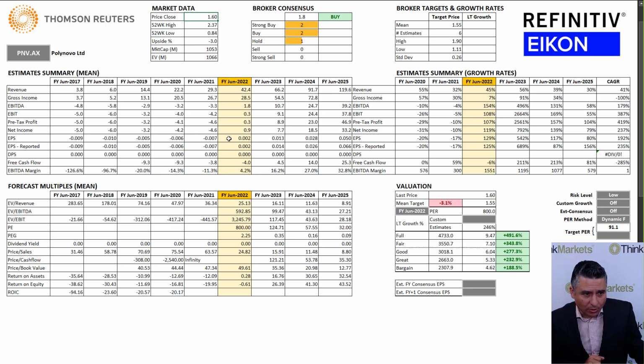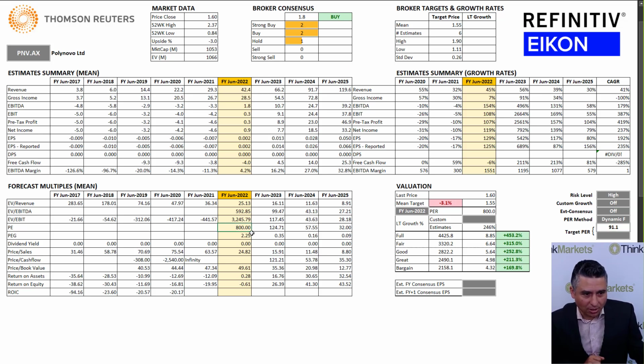We can see that we do expect to have some earnings this financial year, so we do have a valuation on it, and then some very solid earnings growth. You're looking at a compound annual growth rate of about 192% over the next 3 financial years. Very impressive growth rate. When I see huge growth rates like that, I tend to say, well, I'm going to say high. The chances of not hitting that are high.